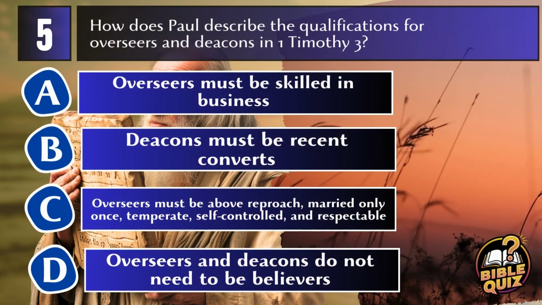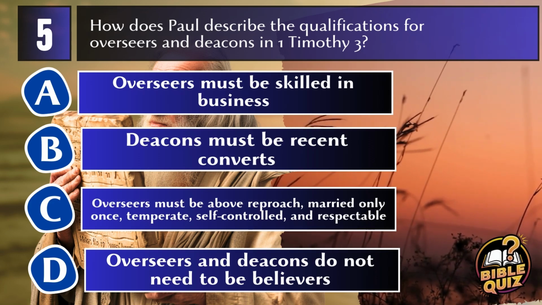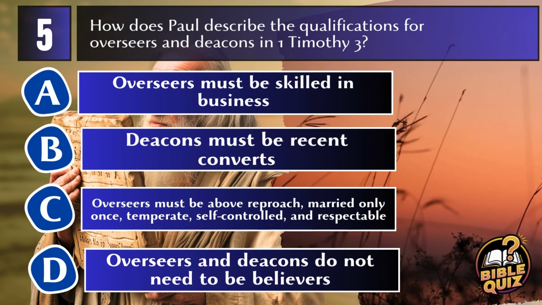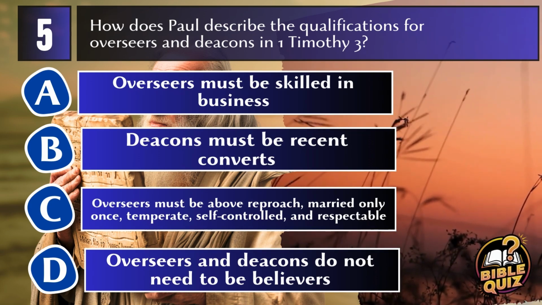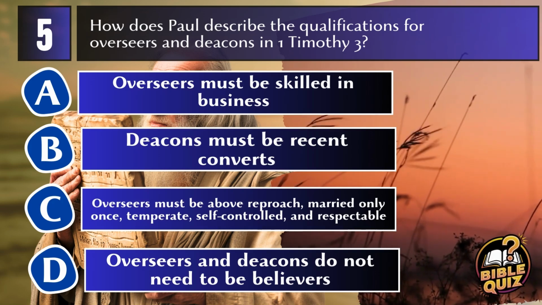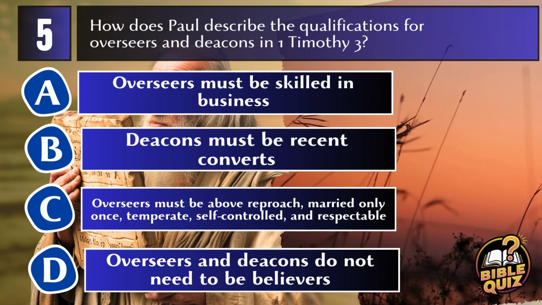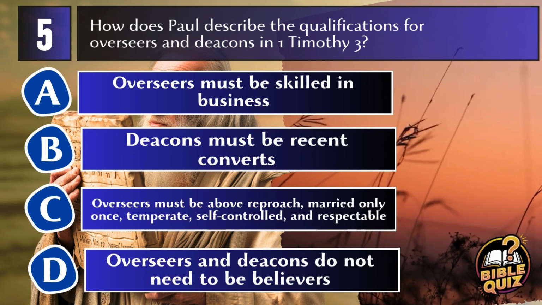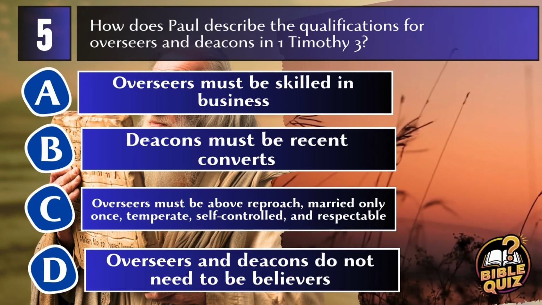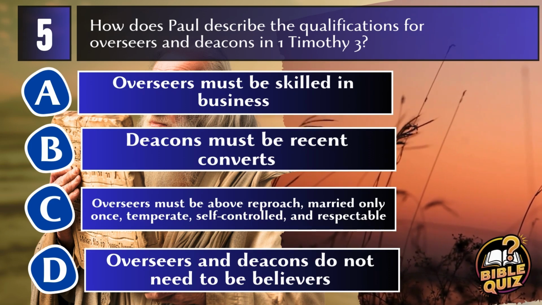Question 5. How does Paul describe the qualifications for overseers and deacons in 1 Timothy 3? A. Overseers must be skilled in business. B. Deacons must be recent converts. C. Overseers must be above reproach, married only once, temperate, self-controlled, and respectable. D. Overseers and deacons do not need to be believers.